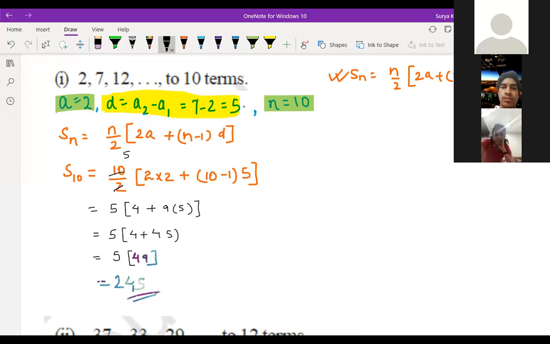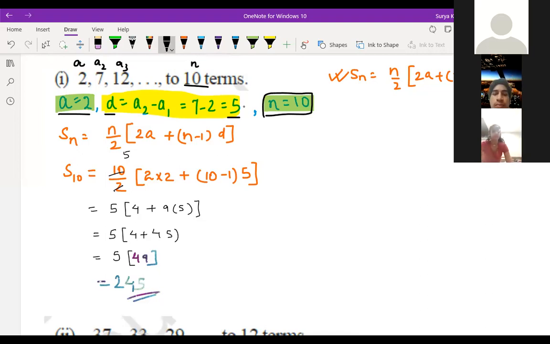See, A is 2, A2 is 7, A3 is 12, and this is what? N, right? So here we have written A is equal to 2, D is equal to 5, and N is equal to 10. Is this clear? This much is clear, what is given in the question?